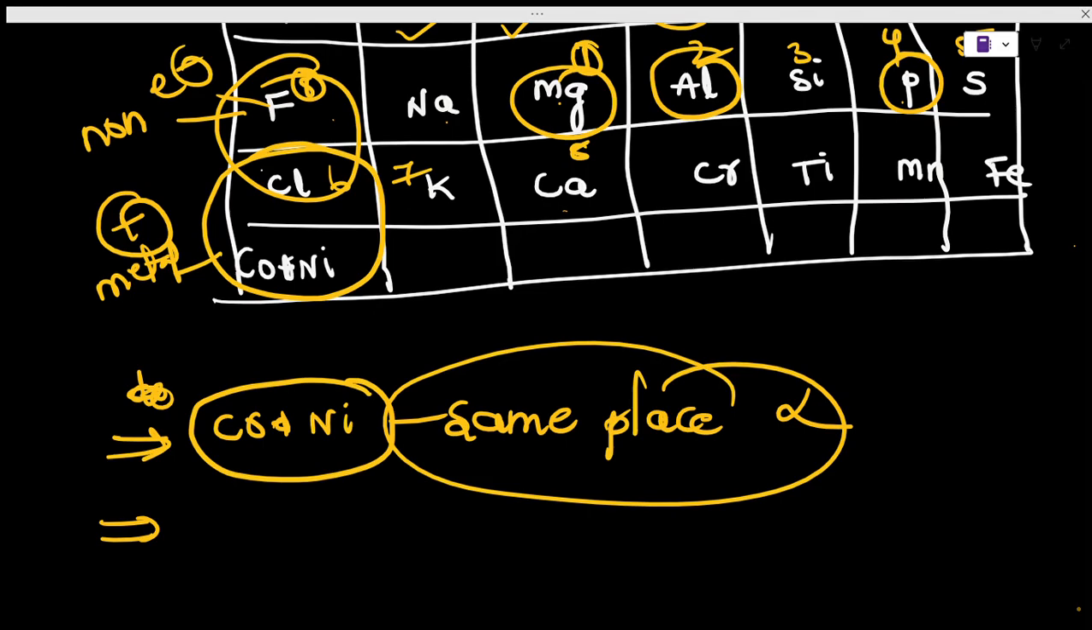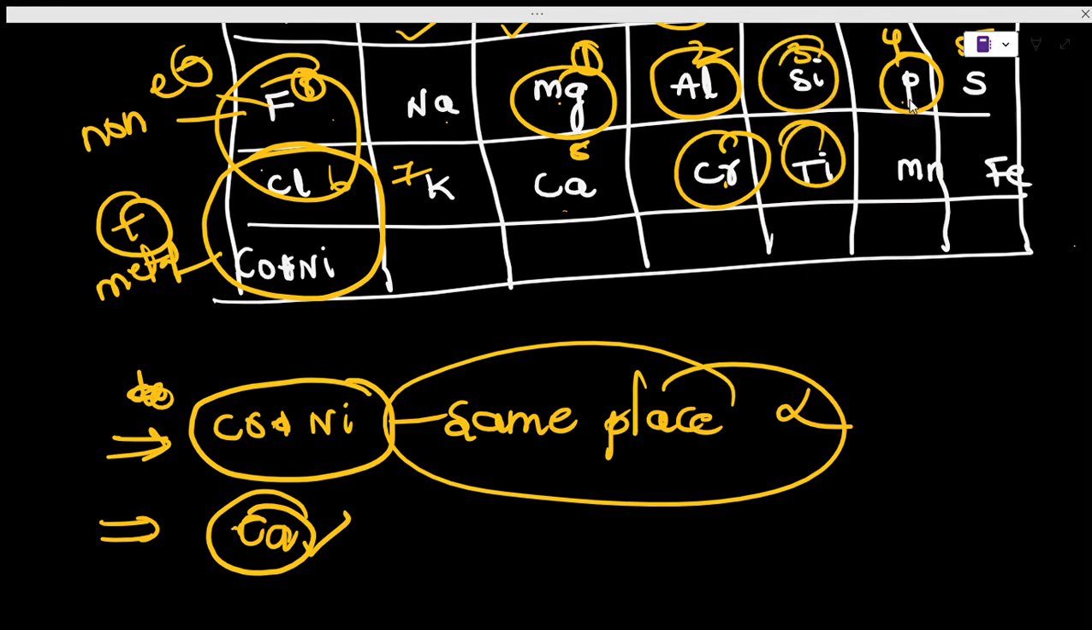And one more thing. A few years after Newlands' octaves, noble gases were discovered, but he didn't keep any room or space for the noble gases. This law is applicable up to calcium only. It is not applicable beyond calcium. After calcium, you can see chromium, and chromium will not show similar properties. Titanium and silicon will not show similar properties. Oxygen and iron will not show similar properties.